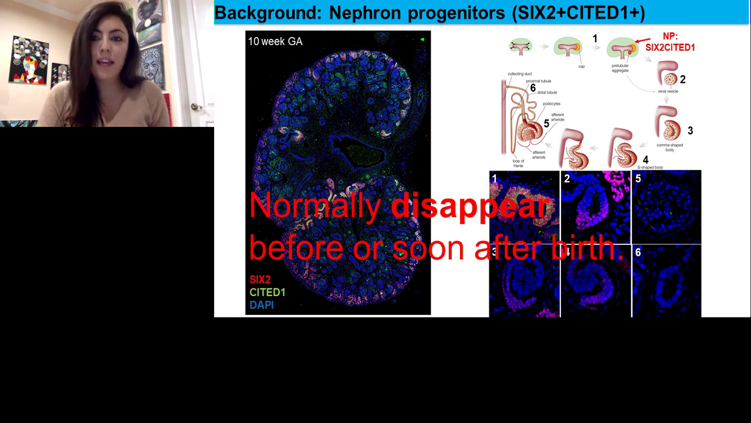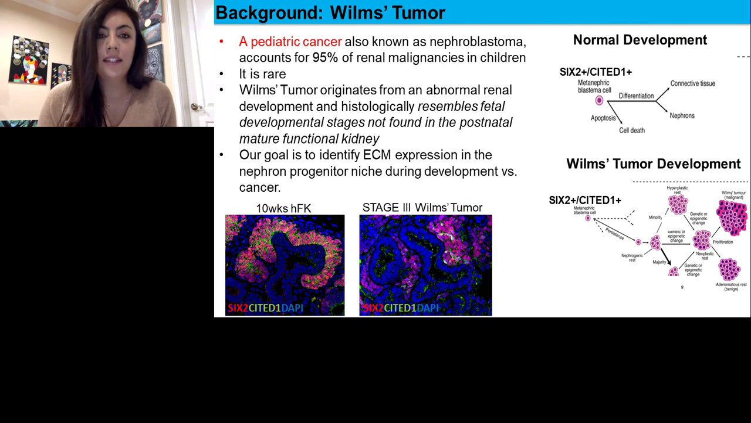However, in some cases, this progenitor population is left behind. And this gives rise to Wilms tumor. Wilms tumor is a pediatric cancer, also known as nephroblastoma, and it accounts for 95% of renal malignancies in children.